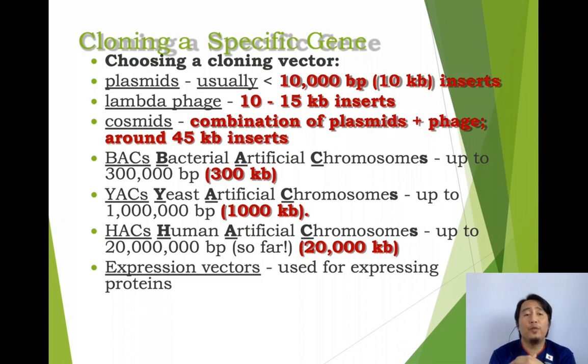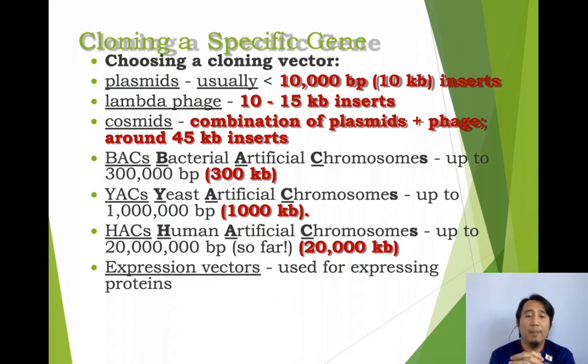Okay, so if you have bigger inserts, where your gene of interest is much bigger, then you might consider using a cosmid. So cosmid is a combination of plasmids and phage. So it can cater around 45 kilobase pair of inserts. So you can imagine how long the inserts are. Usually in the human genome project, they use a cosmid, right, to cater very long human DNA.